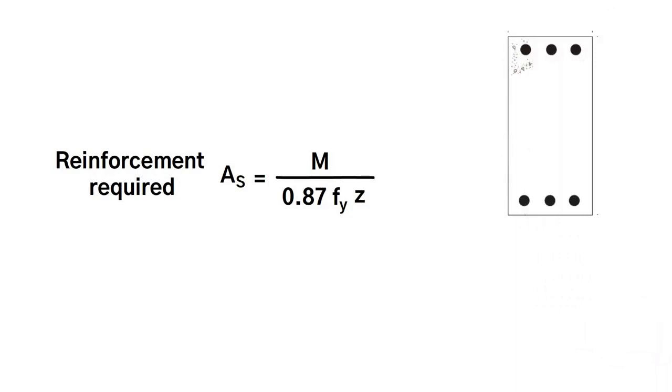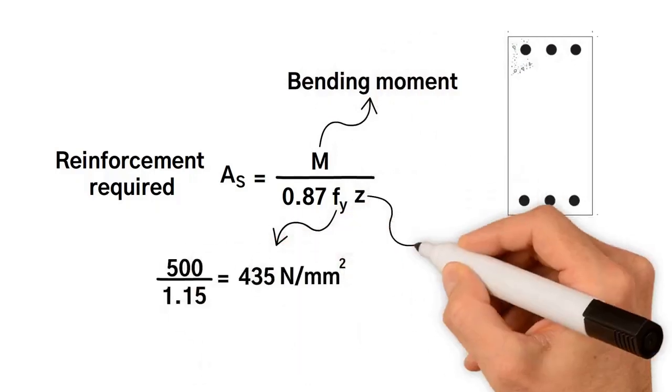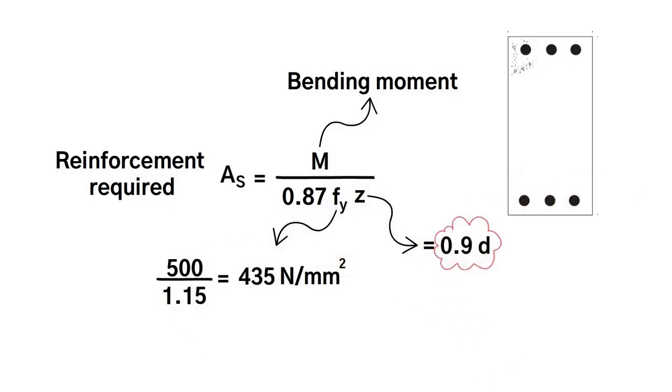You only have three variables: the ultimate moment from the analysis, the steel strength, which is just a constant, and the effective depth of reinforcement, which you can work out from the compressive face of concrete to the center of reinforcement. It will be straightforward with this equation to determine what reinforcement you need and if the depth will be adequate.